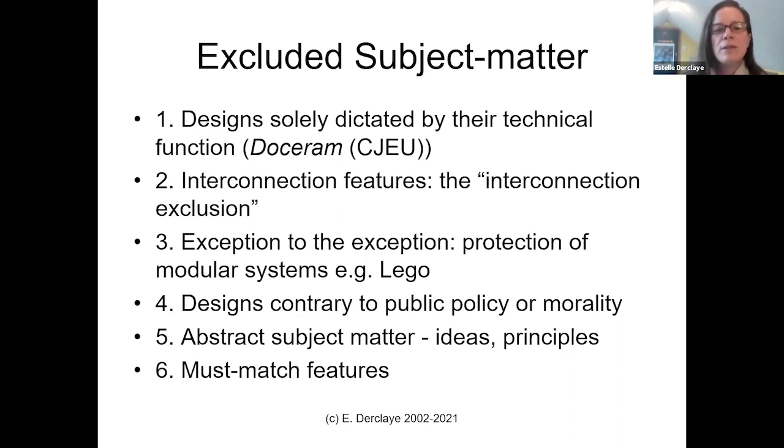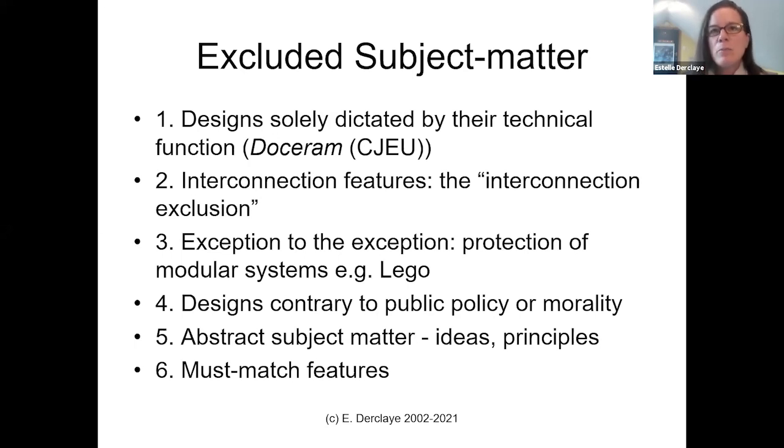So what is excluded? Well, what cannot be protected? I already said computer programs cannot be protected, but there are designs which fall within the definition of a design that I just explained, which would be excluded for several reasons. And one of them is because they're solely dictated by their function. And there's been a very important case that the Court of Justice decided to interpret this notion. That's the Doceram case.